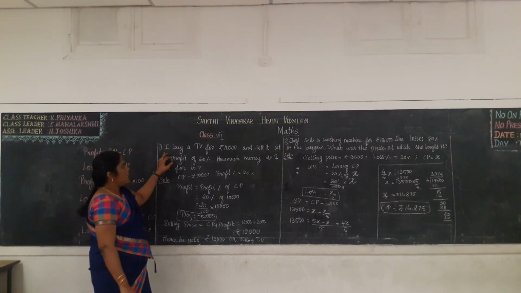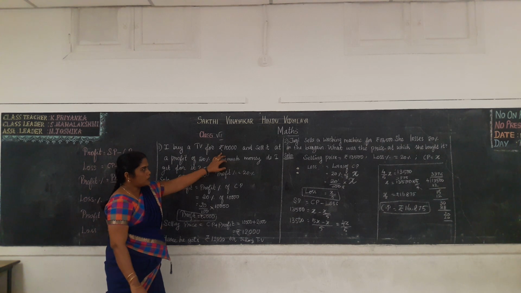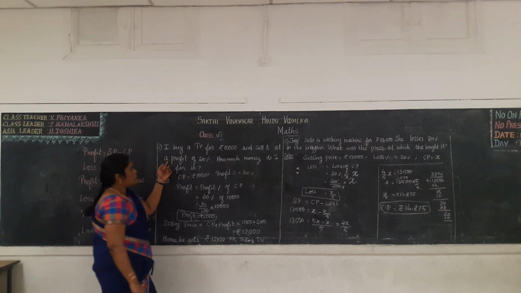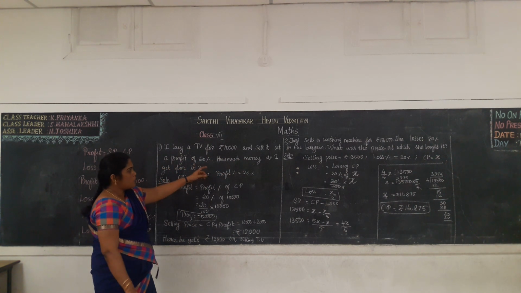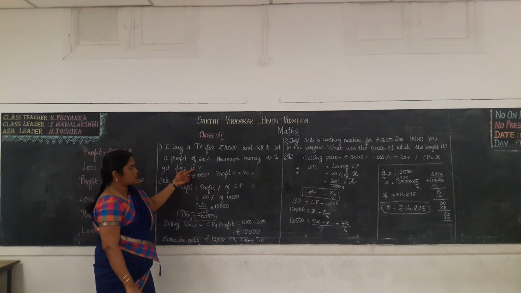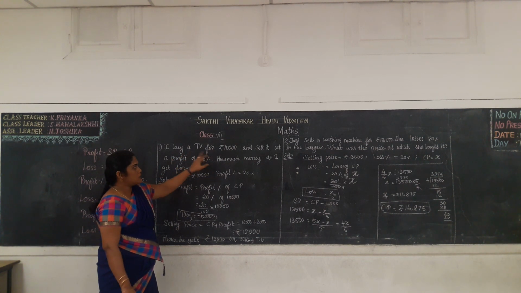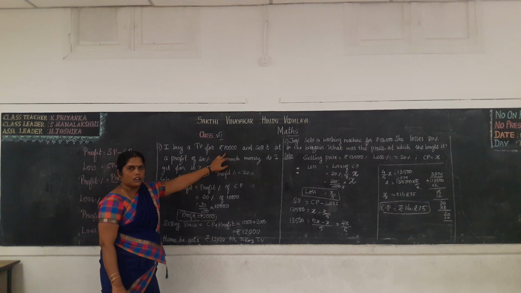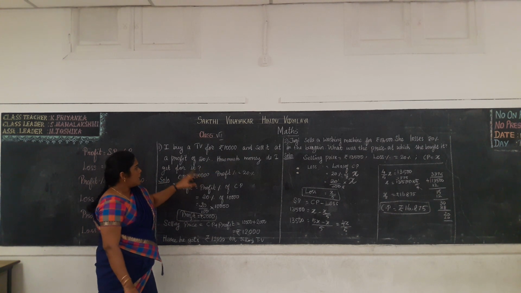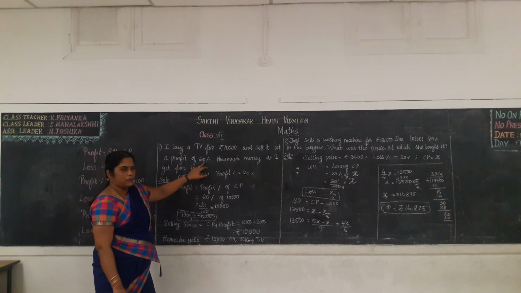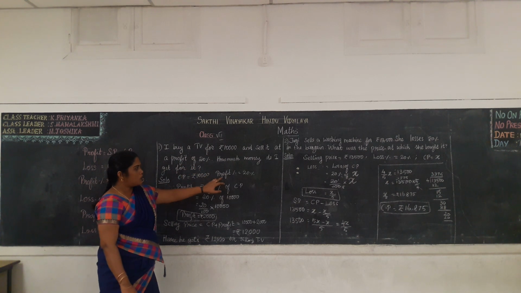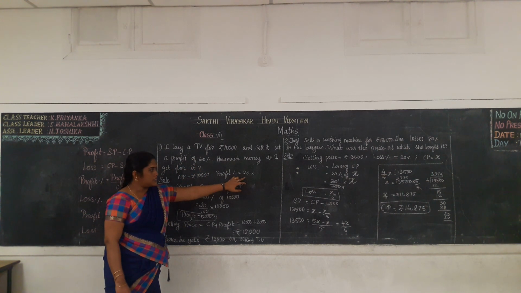Question number 1. I buy a TV for rupees 10,000 and sell it at a profit of 20%. How much money do I get for it? So in this question, I buy a TV, which means here the cost price value is given. Cost price is 10,000 and profit of 20%, which means profit percentage is given. Profit percentage is equal to 20%.